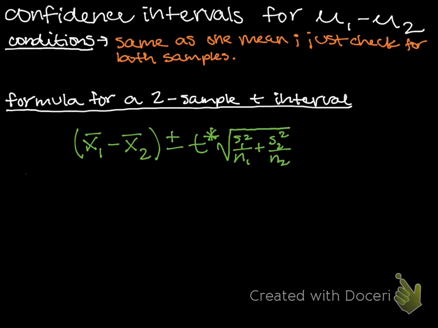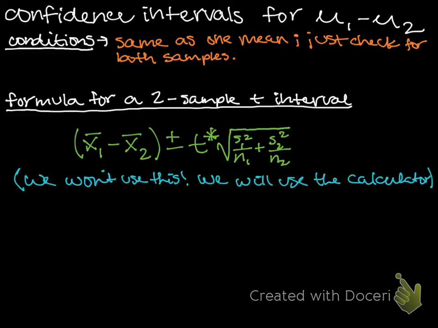Okay, remember we changed sigma to s because we don't know mu. If we don't know mu, we won't know sigma. Okay, the good news is we won't really use this. We're going to use the calculator to do the interval for us. Unless you just have to use the formula, just don't worry about the formula. It might come up in a multiple choice question, but you won't have to use it for the free response.